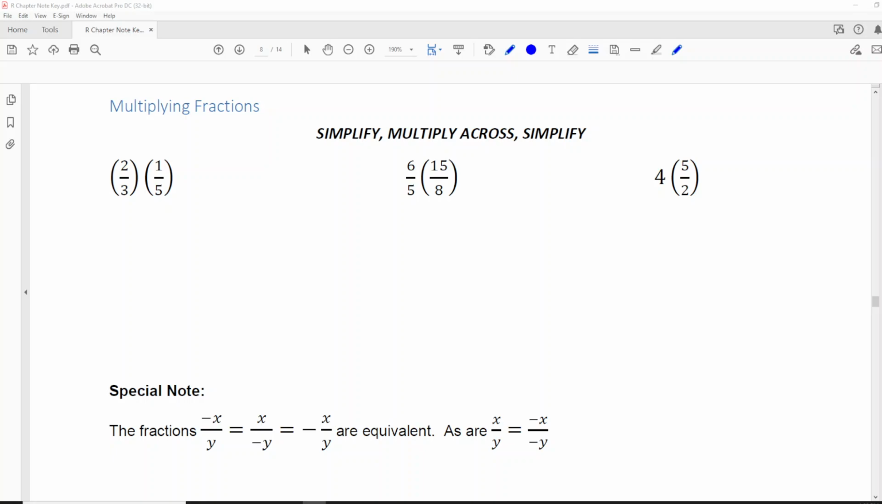Now that you've got multiplying and dividing real numbers that aren't fractions dialed, we're going to move on to multiplying fractions. I've got these words at the top: simplify, multiply across, simplify. There's a lot of misunderstanding when it comes to multiplying fractions.